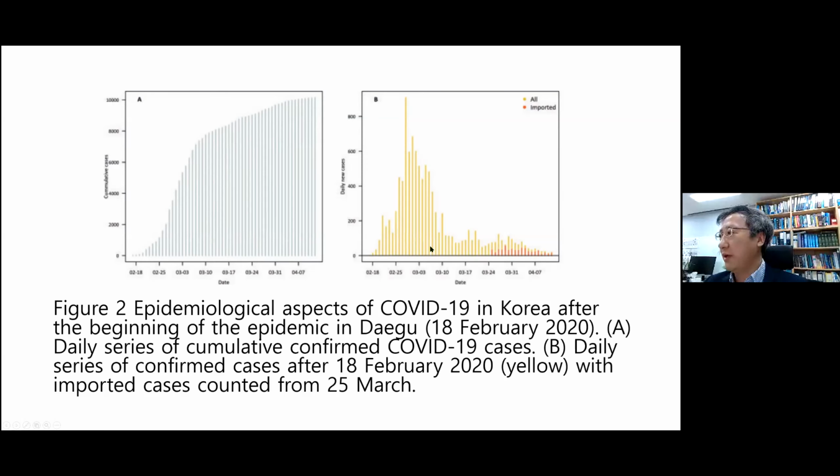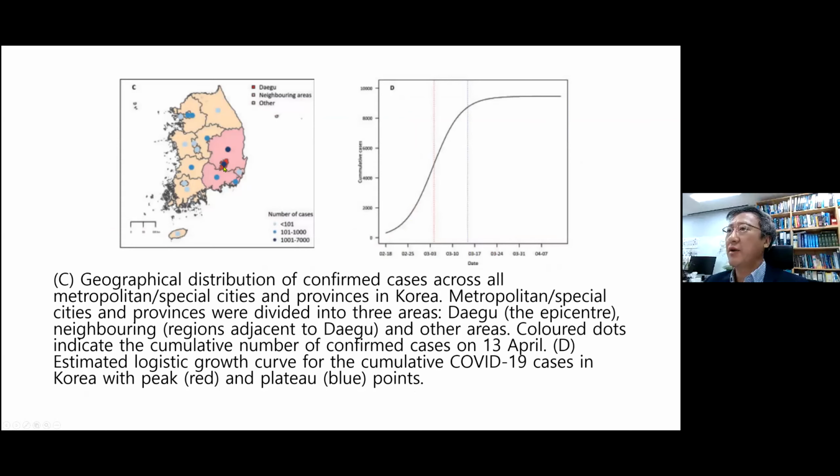And this is the number of daily new cases, domestic and imported from foreign countries. This is the city I was talking about, the epicenter of the disease, where the church was located. Those are the surrounding provinces, which have a high number of cases. And this is the estimated curve, this is the peak, and this blue line is the estimated plateau. We tried to compare those points by group of people and by their characteristics.